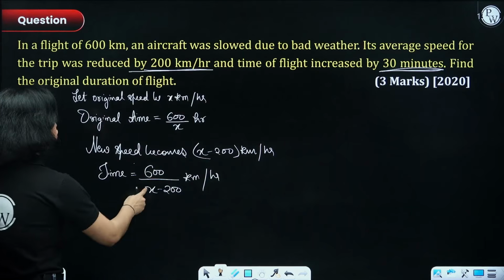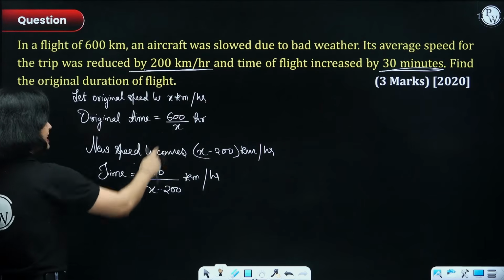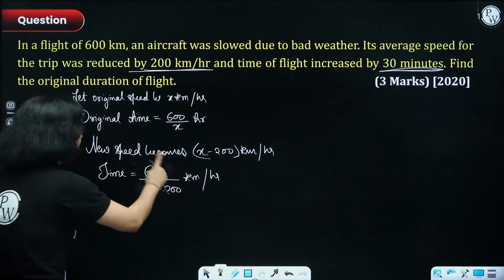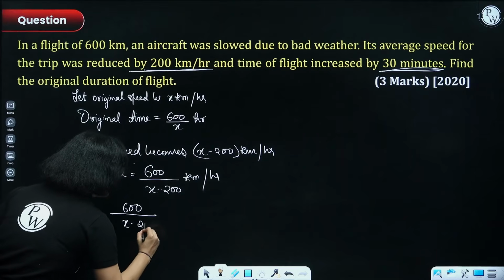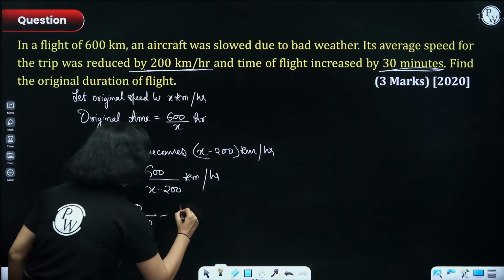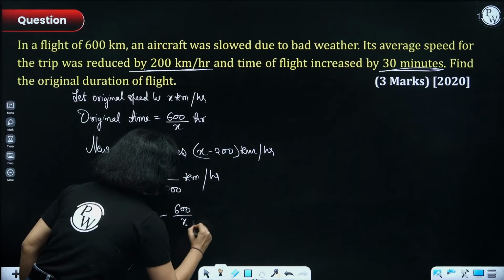Which one would be greater, everyone? Smaller denominator means larger number, right? So I'll write 600 by x minus 200 first. This is larger, minus 600 by x, and this is equals to 30 minutes.